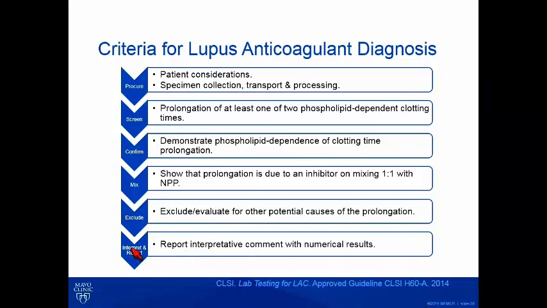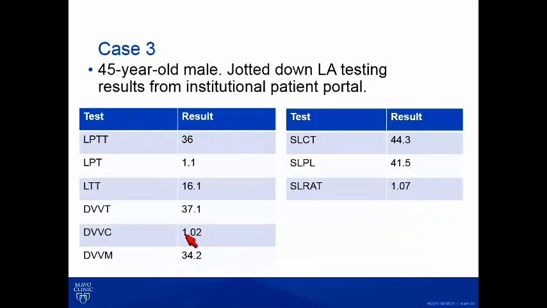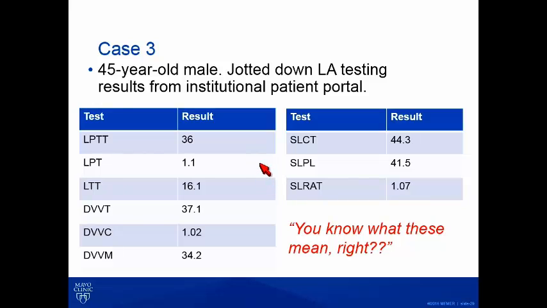Okay, so the final step is reporting, and reporting an interpretive comment with numerical results. So let's demonstrate why this step is important with a case. So this is a 45-year-old male who comes to see you in clinic. He brings you a napkin, and he had jotted down these letters and these numbers from his institutional patient portal. And he says, this is my lupus anticoagulant testing. You know what these mean, right?